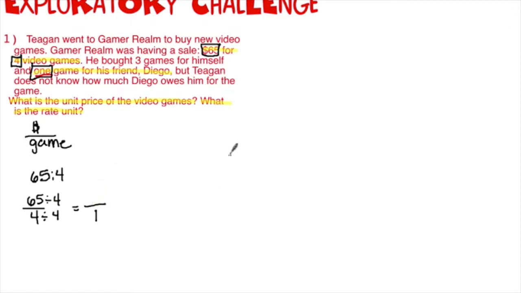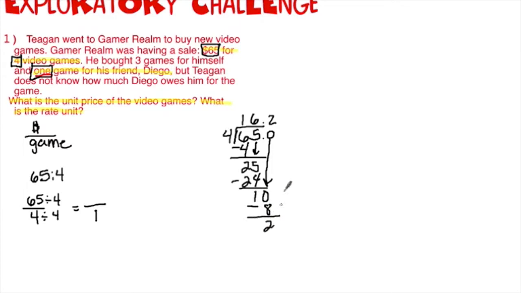Okay, so when I do that, I take 65 and I divide it by 4. 4 goes into 6 once. Minus 4, I get 2, bring it down. 4 goes into 25 6 times. Minus 24 is 1. Add a decimal, bring down my 0. 4 goes into 10 twice. Minus 8 is 2. I can add another 0, bring it down. And 4 goes into 20 5 times. So I know that 1 game will cost me $16.25.